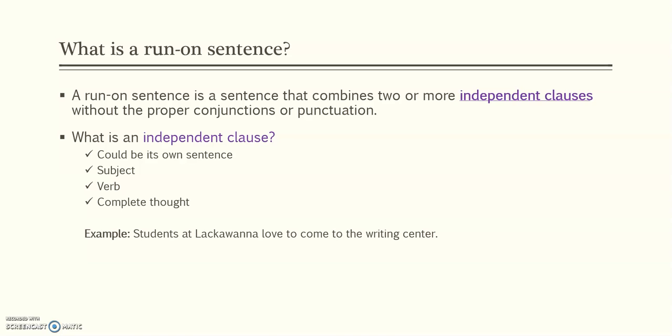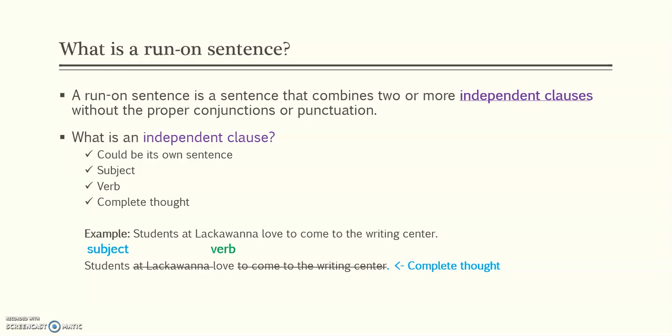When I'm looking at a sentence, trying to identify the parts of it and make sure that it is complete, I first cross out my prepositional phrases. I'm then left with students, my subject, and love, my verb. I look at the sentence again, and I realize that this is a complete thought. Therefore, this is an independent clause.